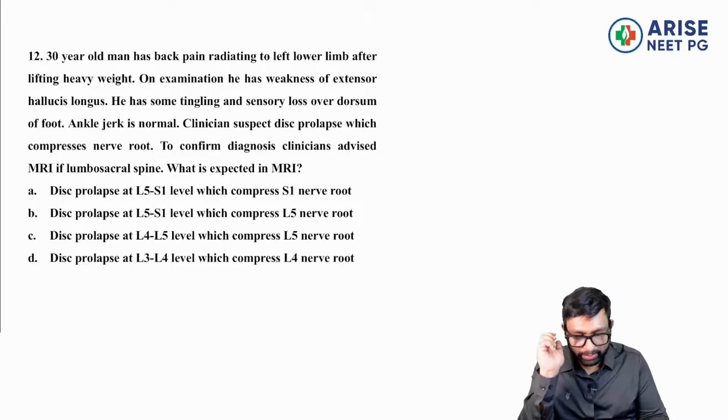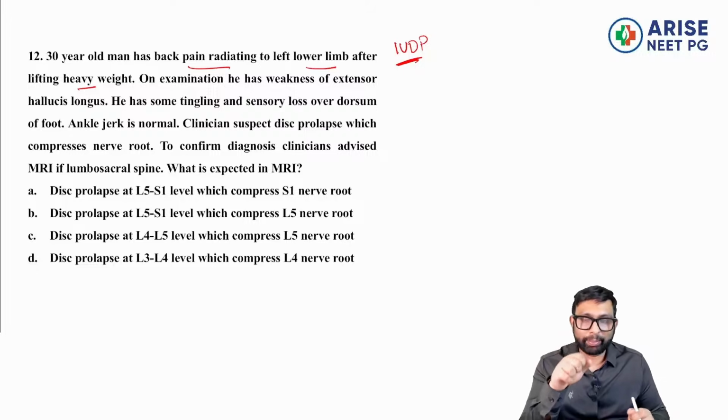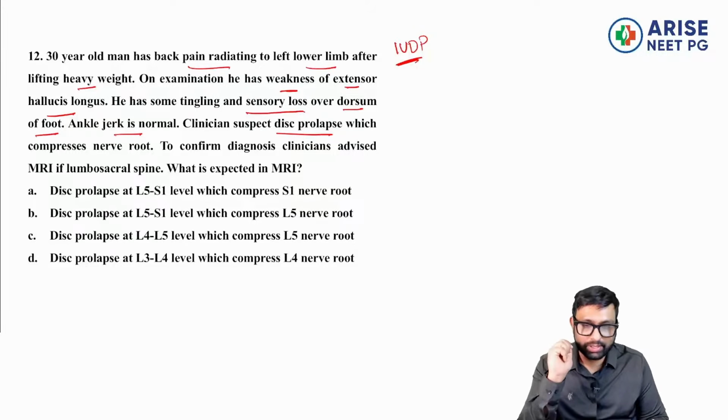A 30-year-old man has back pain radiating to the left lower limb on lifting heavy weight. So this has to be IVDP, intervertebral disc prolapse. Young patient, radiating pain, lifted heavy weights recently. Weakness of extensor hallucis longus is seen. Okay, I don't know what to do with that information. He has some tingling and sensory loss over the dorsum of the foot. Ankle jerk is normal. Clinician suspects a disc prolapse. Correct, it is a disc prolapse.